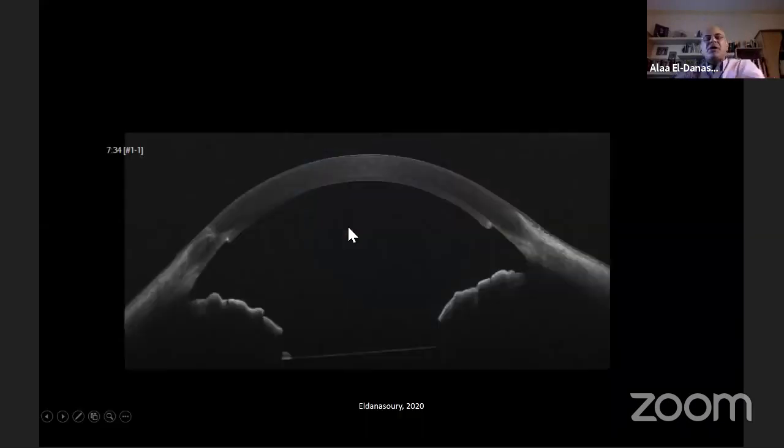So I cannot imagine myself doing corneal surgery without having anterior segment OCT. And since I have had the MS 39 for more than 3 years now, I would say this is the most important piece of instrumentation in my practice.